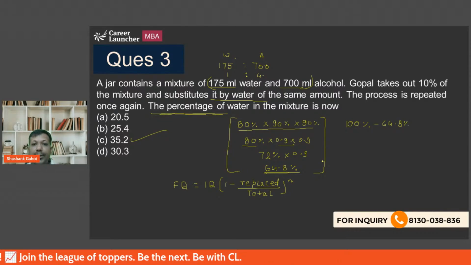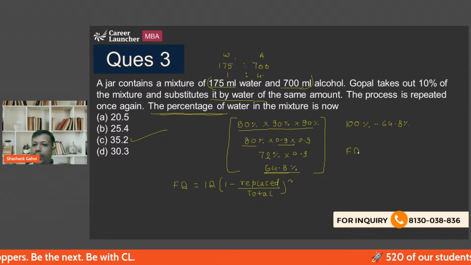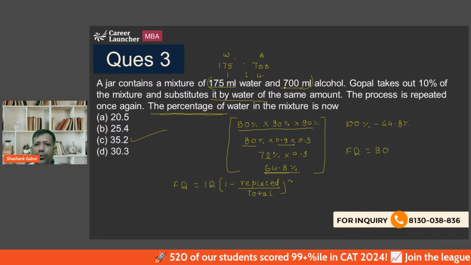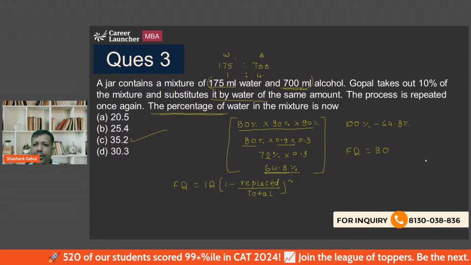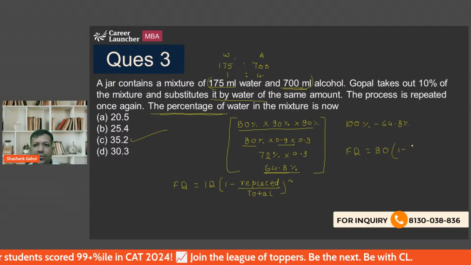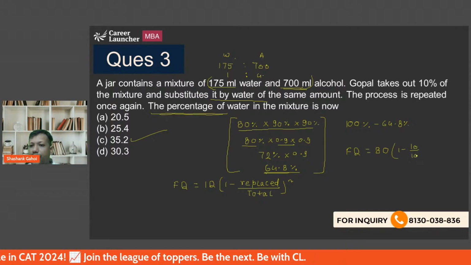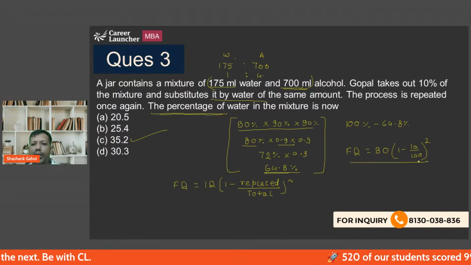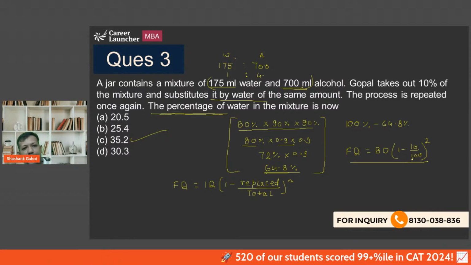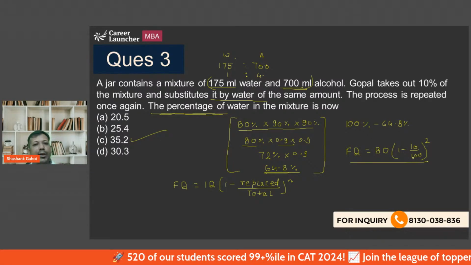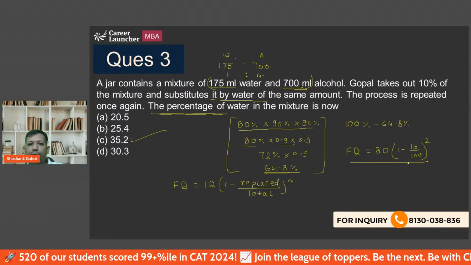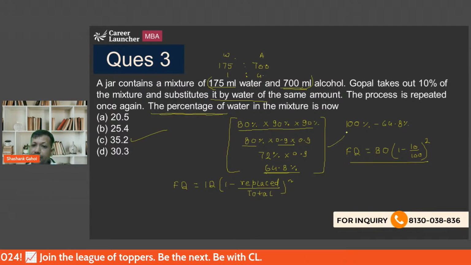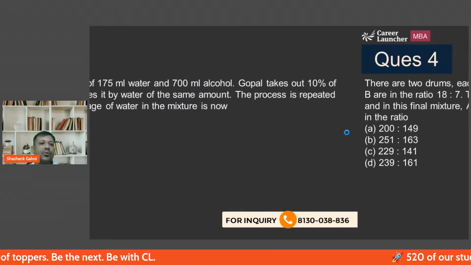Okay, so I can use it for alcohol. The final quantity of alcohol: the initial quantity of alcohol was 80%, so I'll go with 80, or if you want to go with 700, you can still go by 700. So 80 into (1 minus replaced, which is 10 out of the total quantity 100), to the power of how many times it is happening, twice. By using this formula, you can calculate the final quantity of alcohol. Subtracted from 100, you get the final quantity of water. So this is the formula that you can use, but you can also solve these kinds of questions without a formula, with pure logic. Okay, now let's move to question number 4.